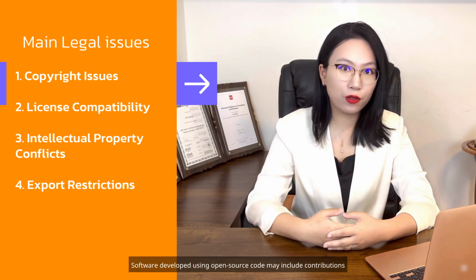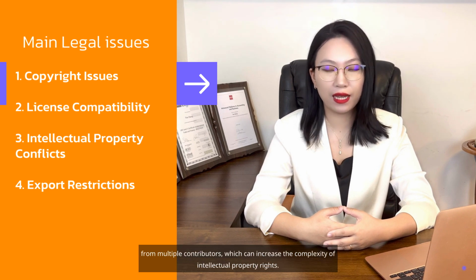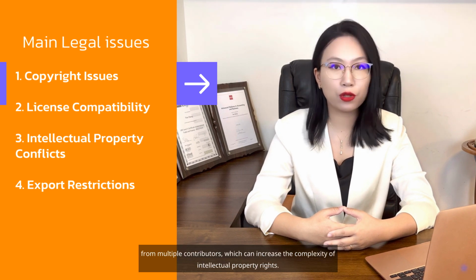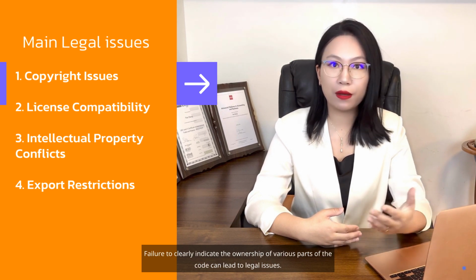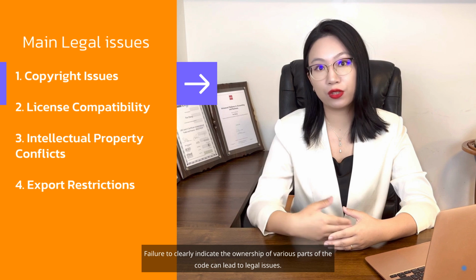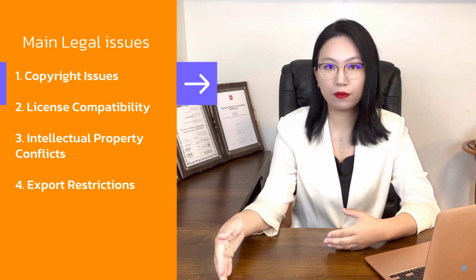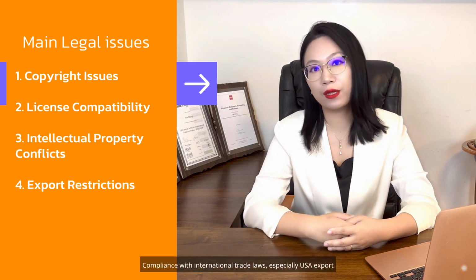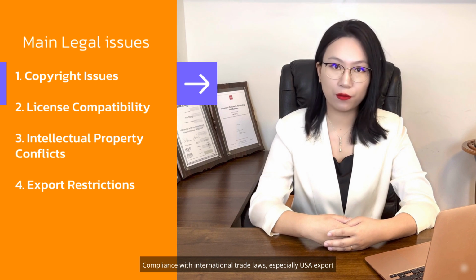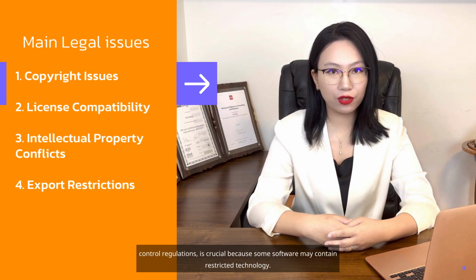3. Intellectual property conflicts. Software developed using open source code may include contributions from multiple contributors, which can increase the complexity of intellectual property rights. Failure to clearly indicate the ownership of various parts of the code can lead to legal issues. 4. Export restrictions. Compliance with international trade laws, especially USA export control regulations, is crucial because some software may contain restricted technology.